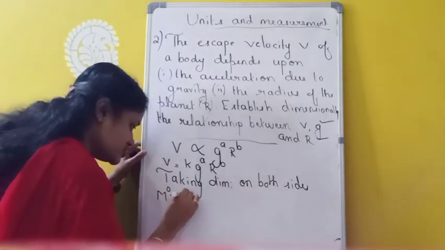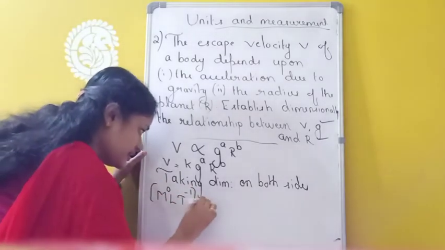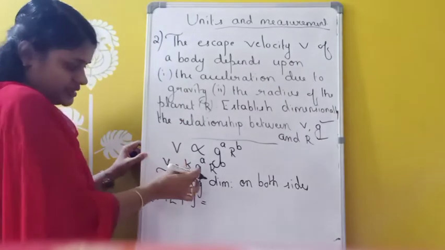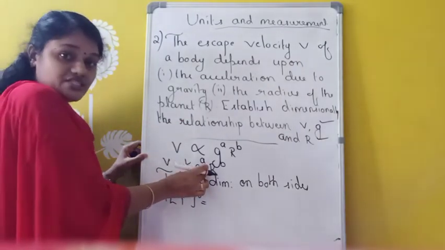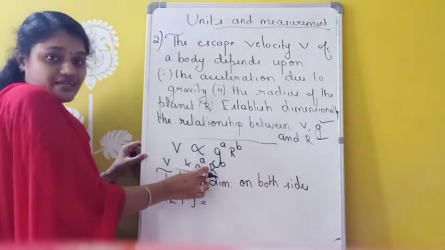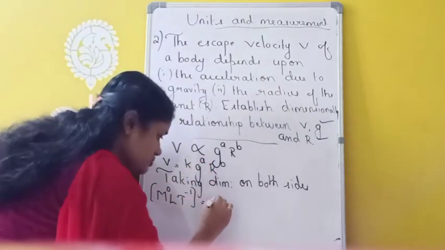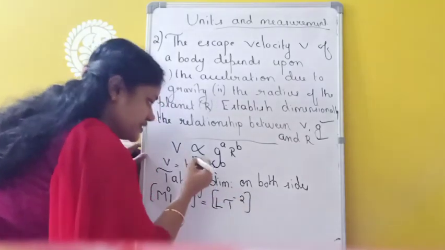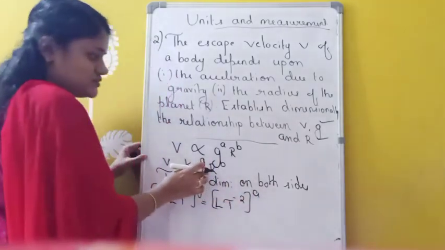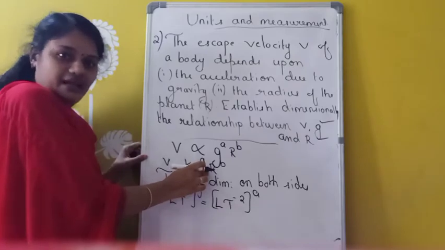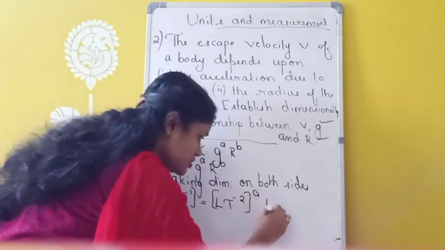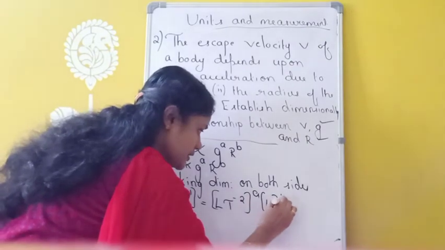So L T raised to minus 1 equals, on the right-hand side, K we will not take because it is a constant. Then g means acceleration due to gravity. What is the dimension for acceleration? L T raised to minus 2, raised to what is the power here? A. Next one is radius. Radius means simply length, distance. What is the dimension for distance? L. So L raised to B.